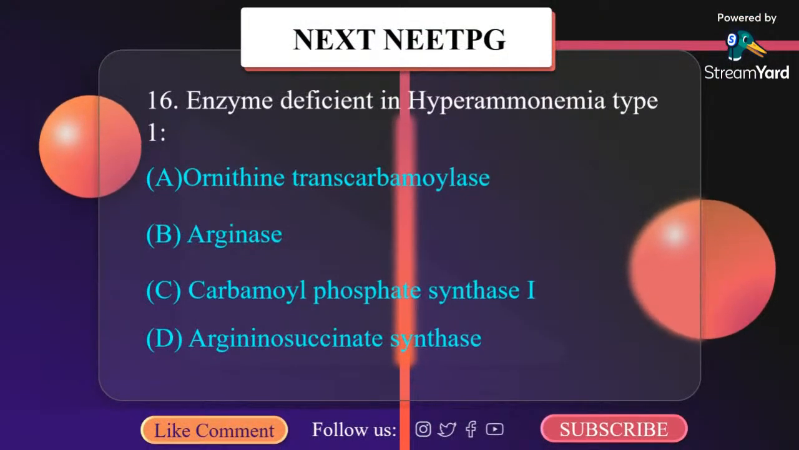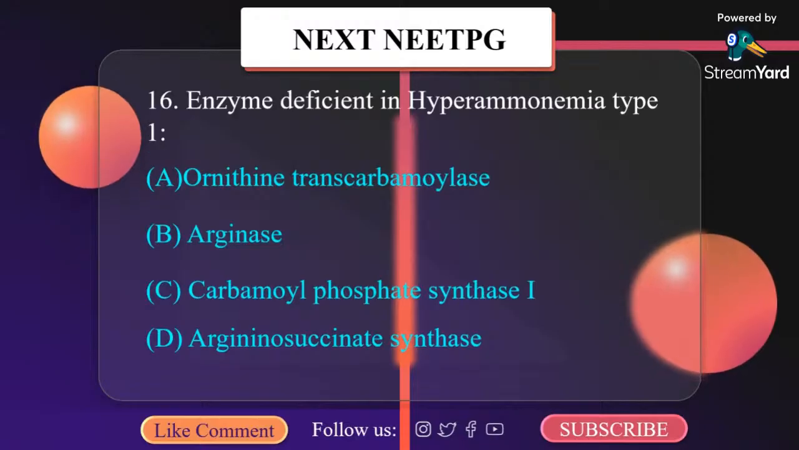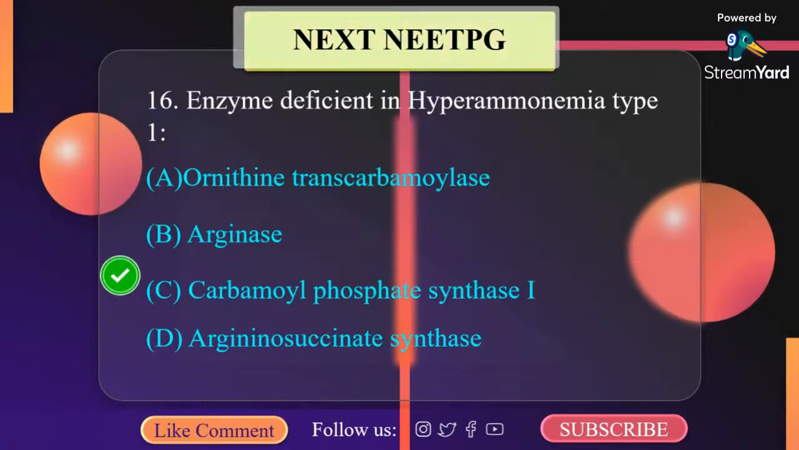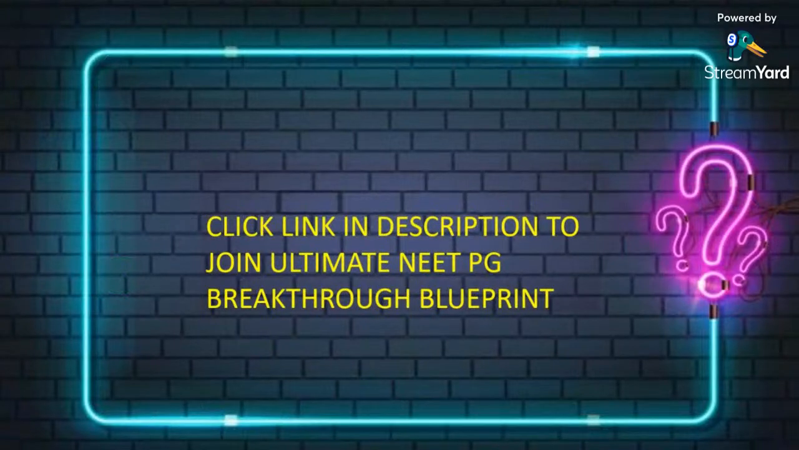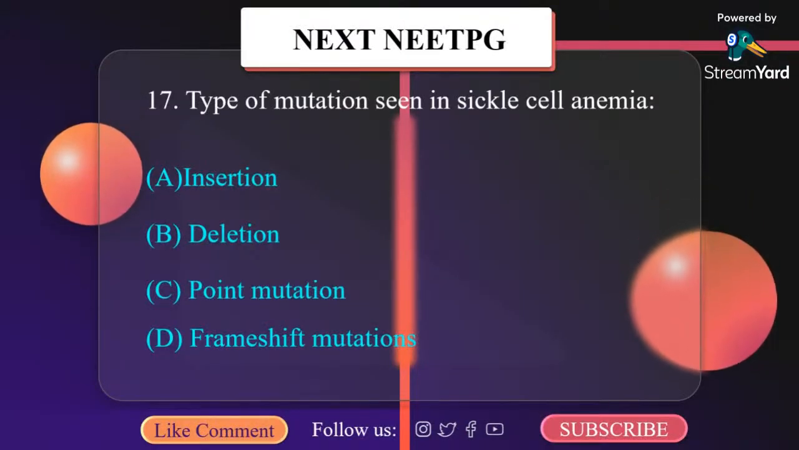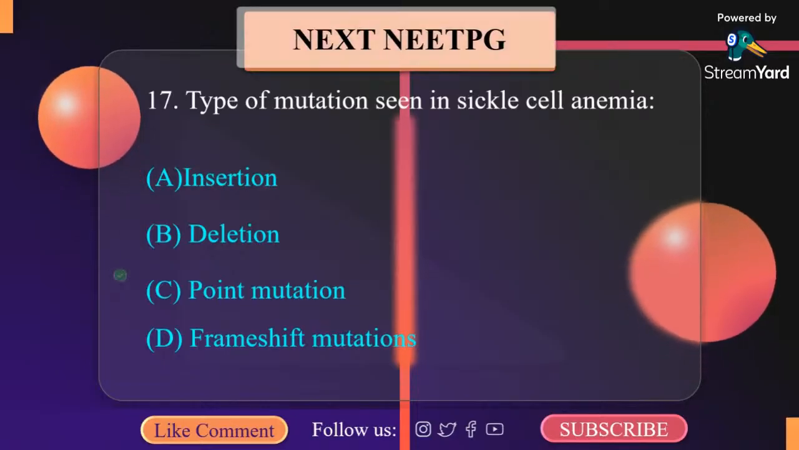Enzyme deficient in hyperammonemia type 1 is A. ornithine transcarbamylase, B. arginase, C. carbamyl phosphate synthase, D. argininosuccinate lyase. It is carbamyl phosphate synthase. Type of mutation seen in sickle cell anemia is A. Insertion, B. deletion, C. point mutation, D. frame shift mutation. It is point mutation.